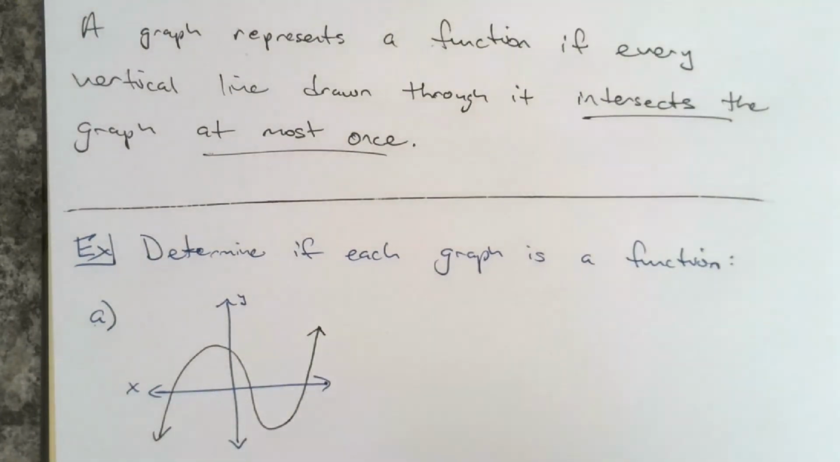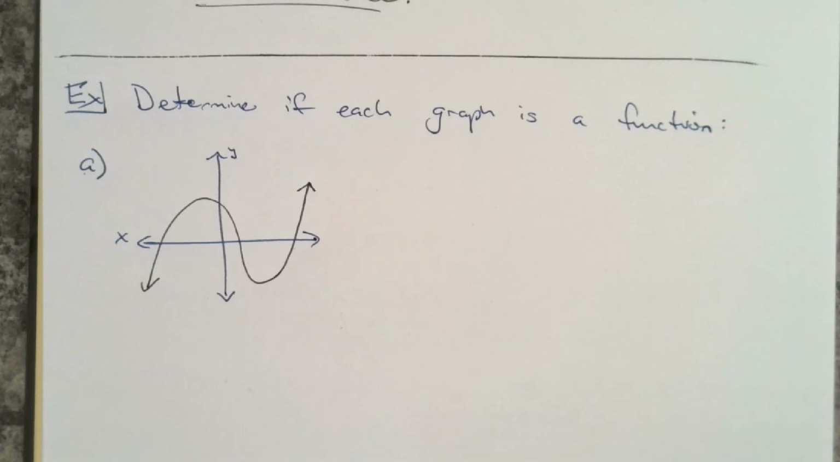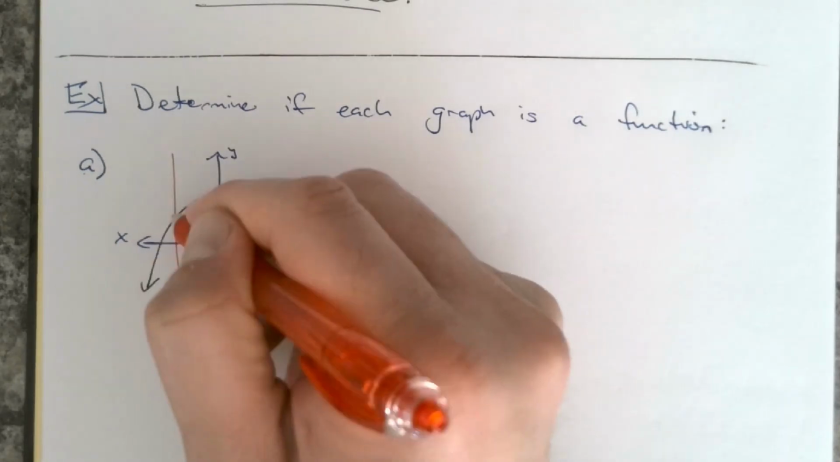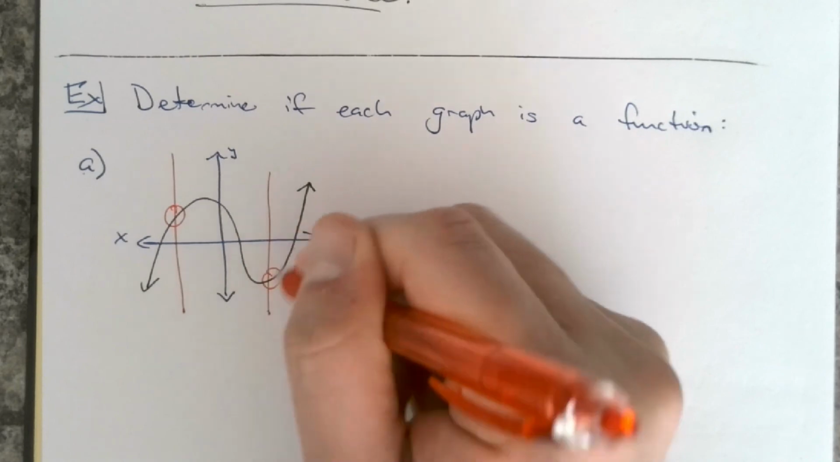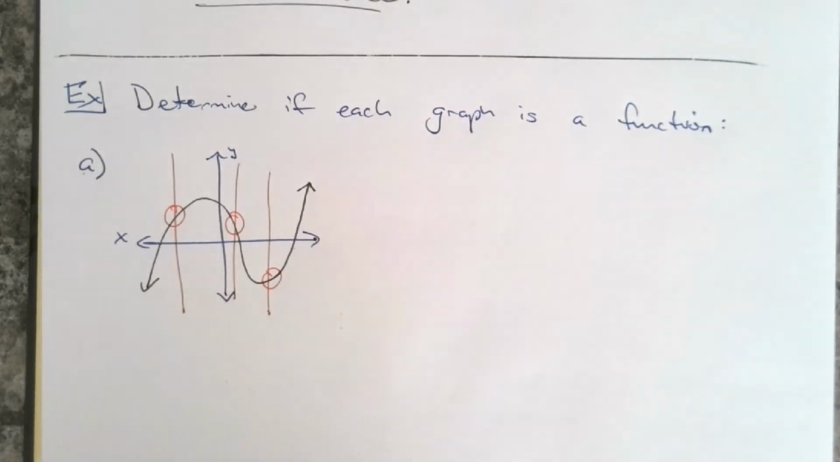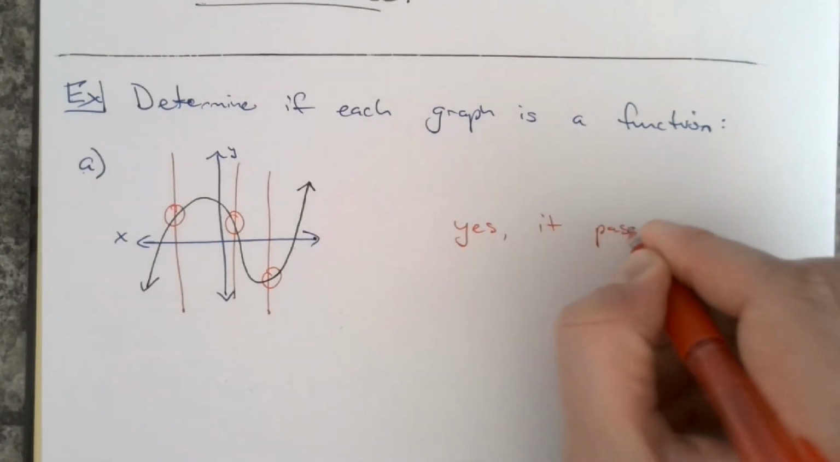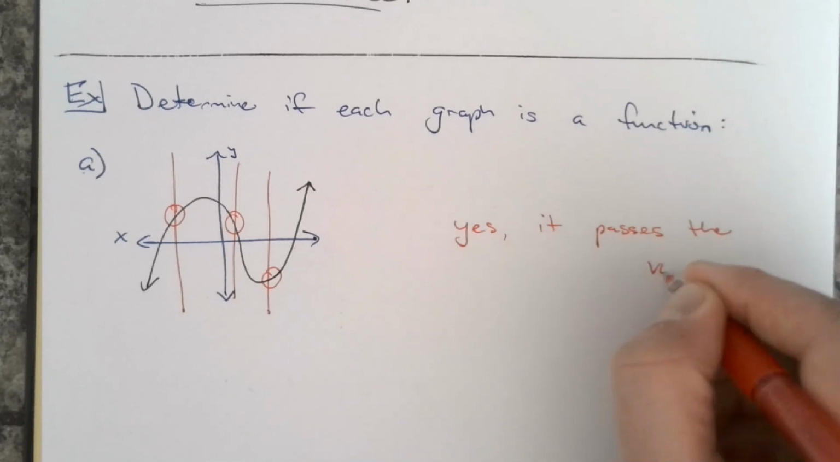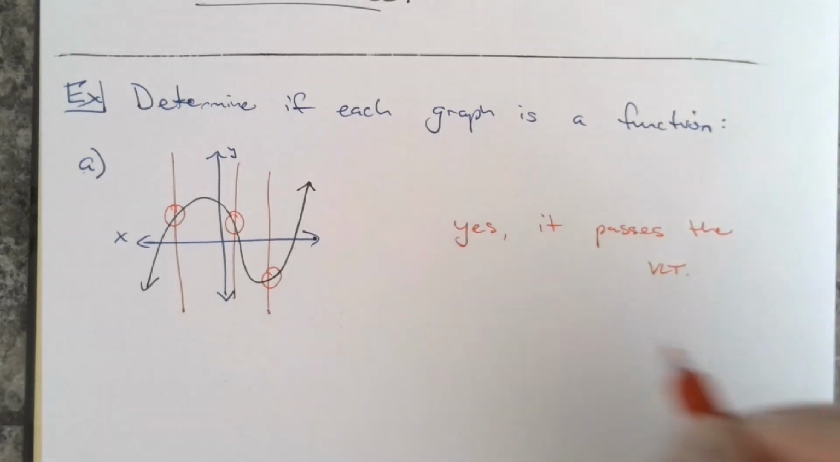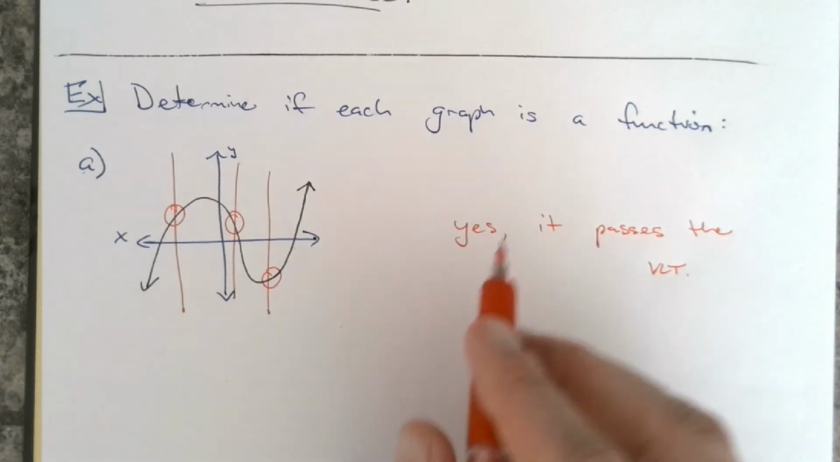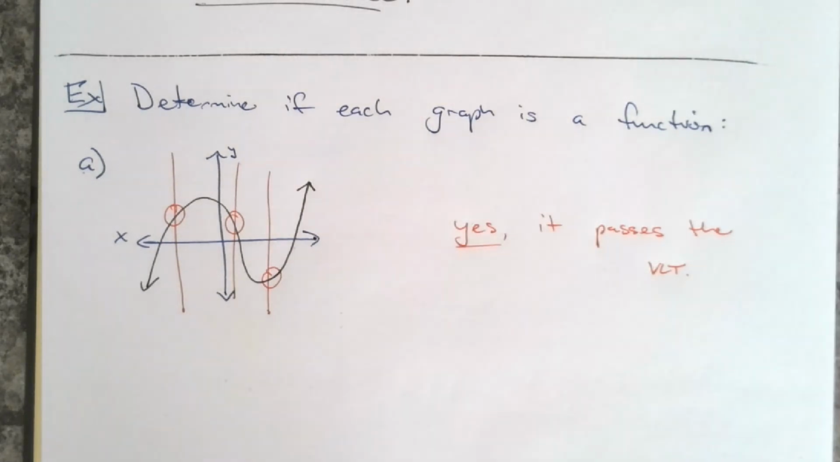So is that graph a function based on the vertical line test? Well, all you've got to do is look at it and say, okay, if I draw a vertical line through this, how many times does it hit? It only hits once, right? Anywhere I draw it, it only hits once. Since every vertical line I would draw through this touches the graph at most once, the answer is yes, it passes the vertical line test. So yes, this is a function. VLT, vertical line test for short.